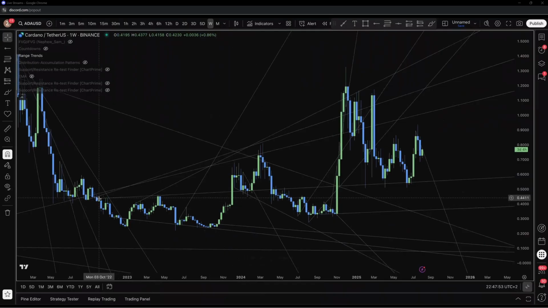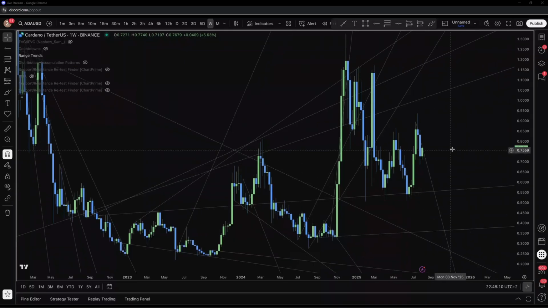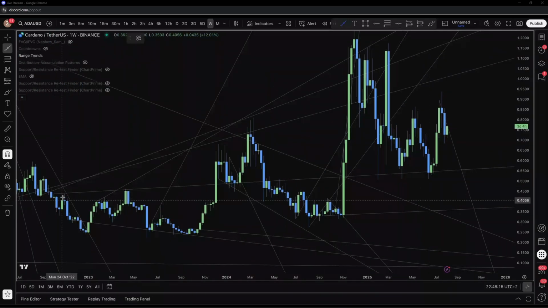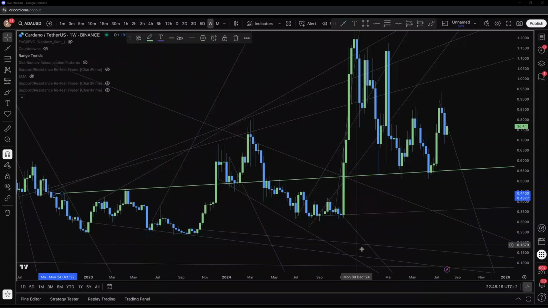I mean, if this range trend is the weekly for Cardano, there's a range trend that's starting here in October of 2022, and it looks like on the weekly it gets respected all the way to kind of this last month. I don't know how easy that is to see on everyone's screen. Yeah, no, I can see it. That's amazing. It comes all the way through.